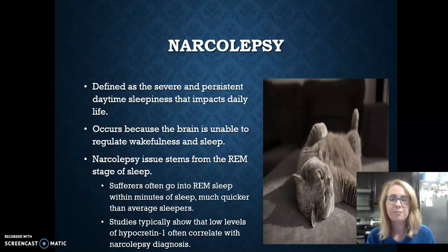Narcolepsy, defined as a severe and persistent daytime sleepiness that impacts daily life, occurs because the brain is unable to regulate wakefulness and sleep. Narcolepsy stems from the REM stage of sleep. Sufferers often go into REM sleep within minutes or sleep much quicker than average sleepers. Studies typically show that low levels of hypocretin 1 often correlate with narcolepsy diagnosis.